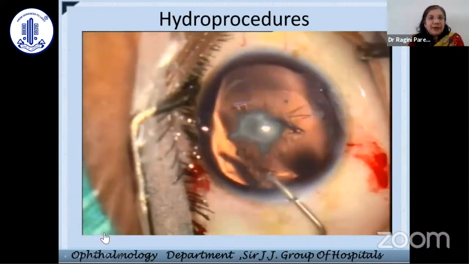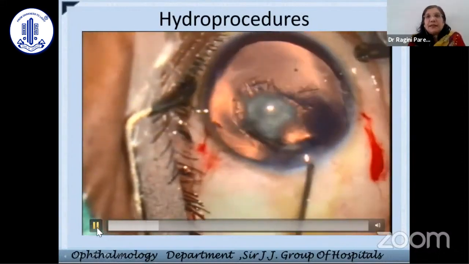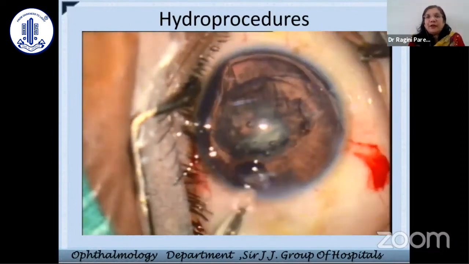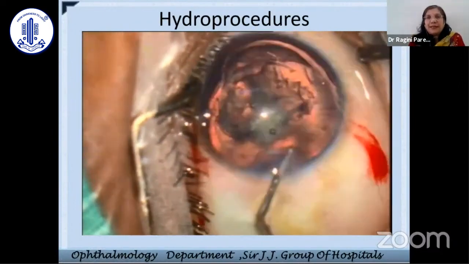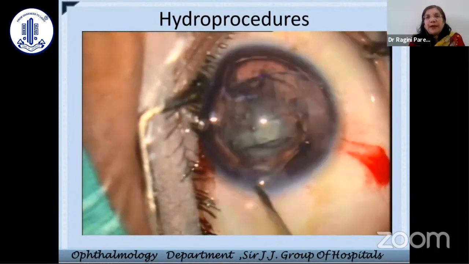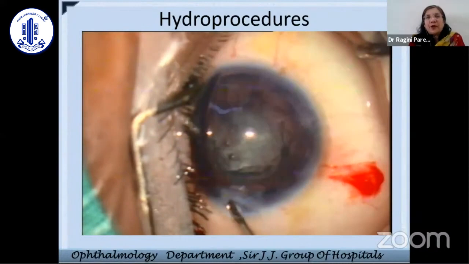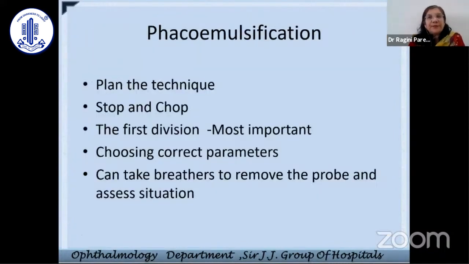So as you can see over here, this is the hydrodissection, which is done using a 25 gauge cannula on a 2 cc syringe. Multiple points and little fluid is important, otherwise the wave can cause a PC tear. So this is the hydrodissection procedure. It is important to plan which technique you're going to do in phacoemulsification.